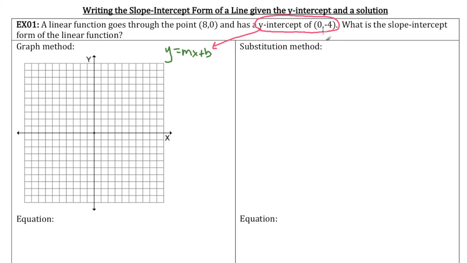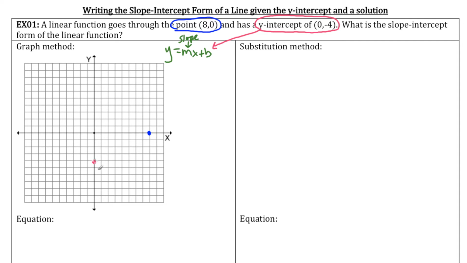So let's go ahead and graph our y-intercept, 0, negative 4. 1, 2, 3, 4, down, negative 4. And then let's graph this point, 8, 0. That's a solution, remember. So 8, 0. 1, 2, 3, 4, 5, 6, 7, 8. And then all we need to do is figure out this slope. We can at least figure out how to get from this point to this point.